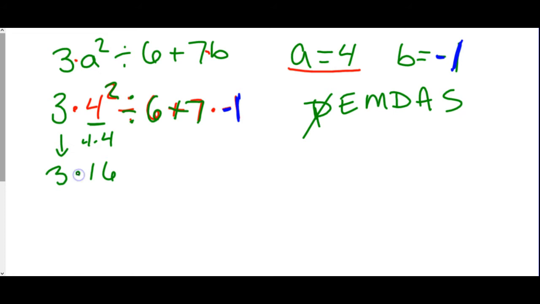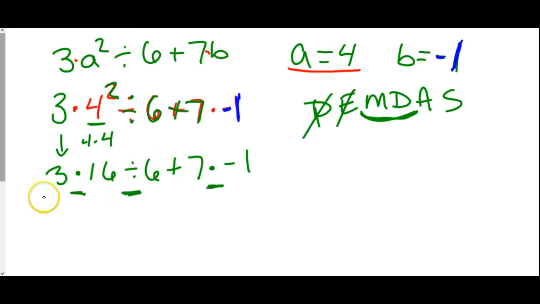We still have 3 times, we still have divided by 6 plus 7 times -1. So now we look for groups of multiplication and division. So we have a multiply sign here, a divide sign here, and a multiply sign down here. If we're separated by this plus sign, that's kind of our cutoff. These first 3 are kind of grouped together, and these last 2 are grouped together because we have times a -1.